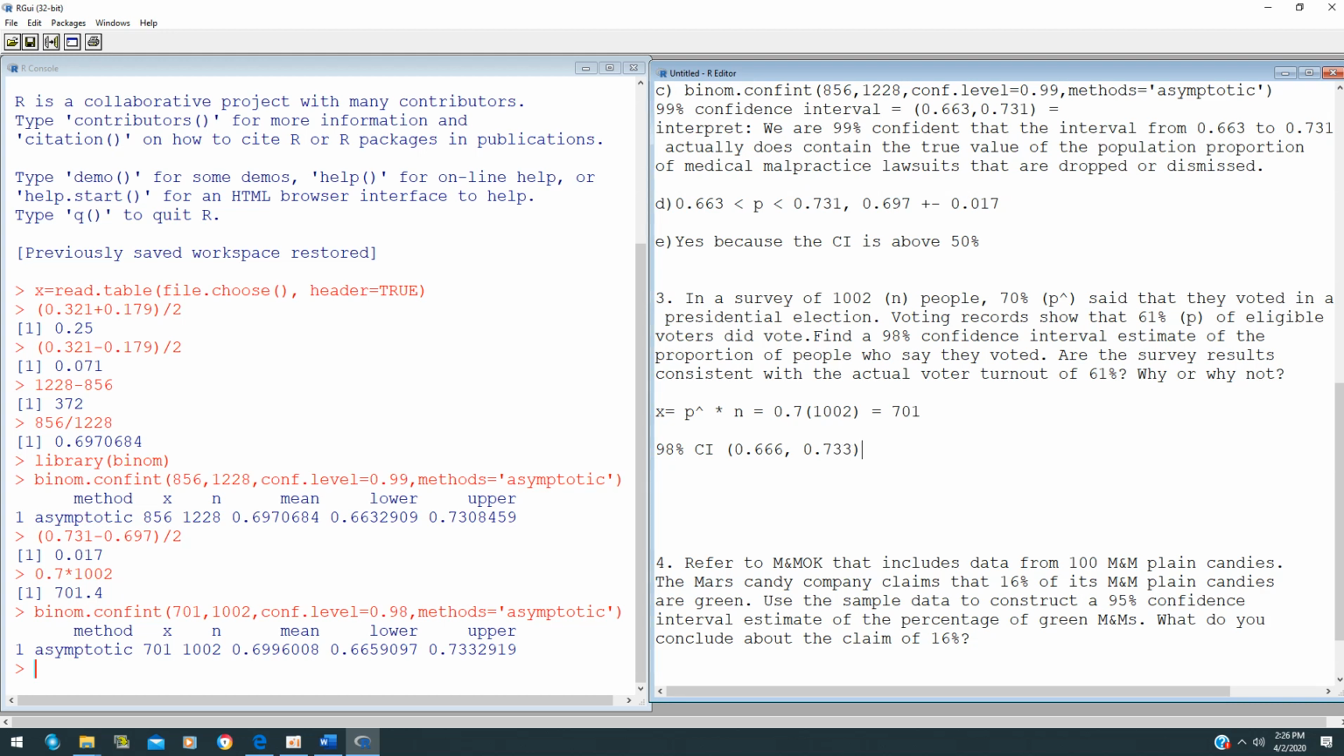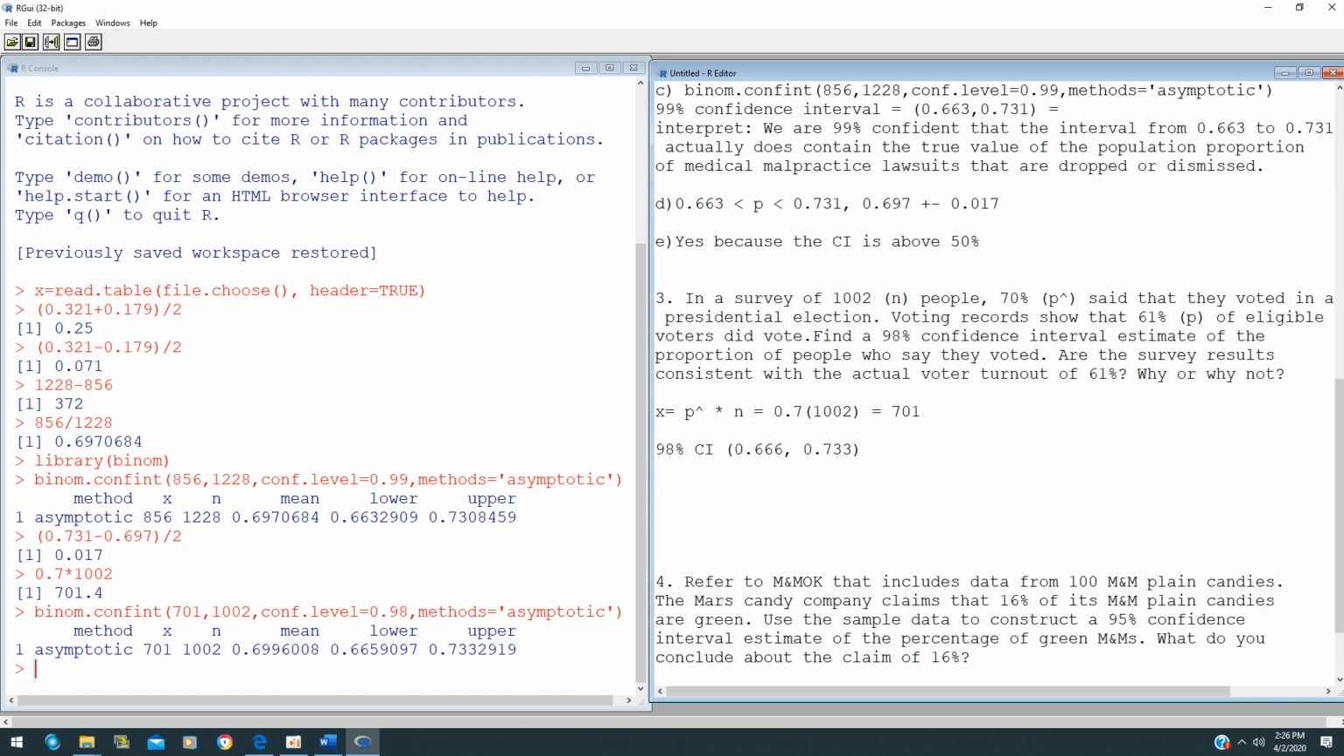A lot of students ask me how many decimal places you need to round. Rule of thumb, 3 to 4 decimal places is what I want you to do. Okay, so this is how you find the 98% confidence interval.